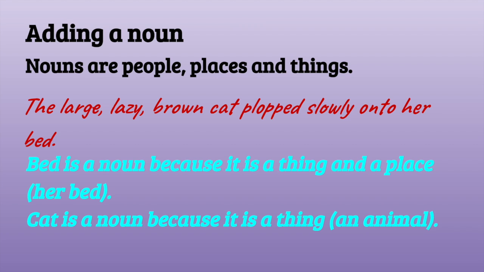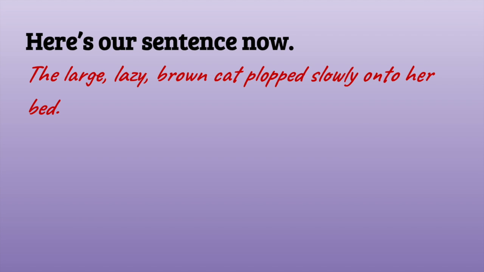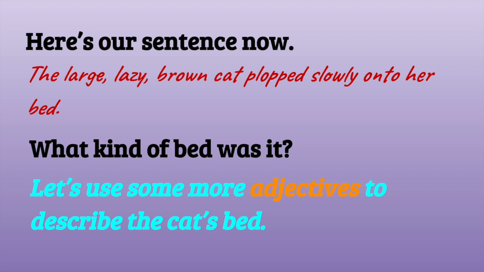Cat is a noun because it's a thing. It's an animal. Here's our sentence now. The large, lazy brown cat plopped slowly onto her bed. Well, it's getting much more interesting. But what kind of bed was it? Let's use some more adjectives to describe the cat's bed.